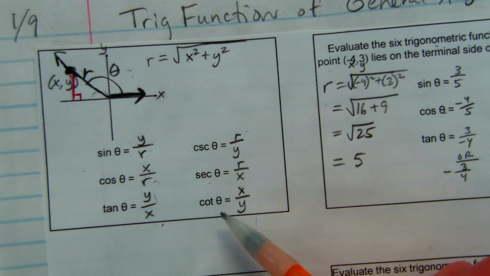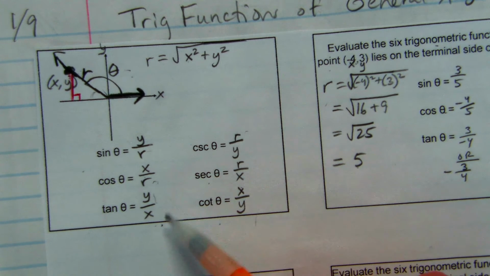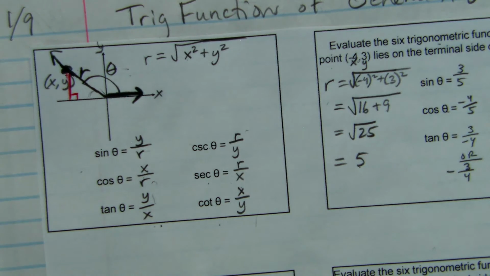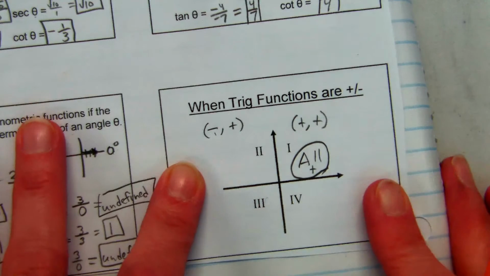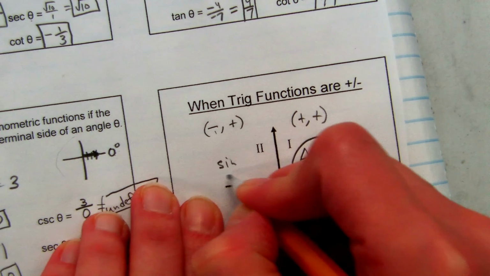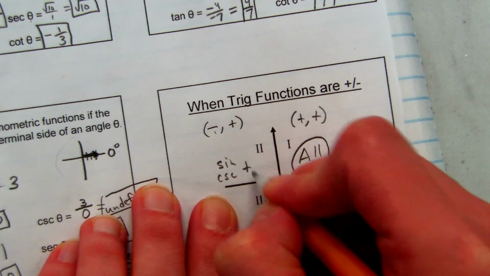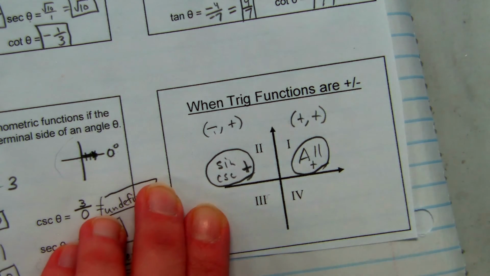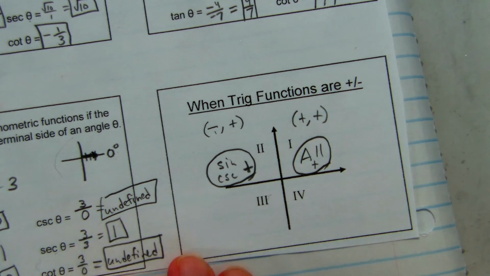Tangent, secant, cotangent. Those all have x in them, so they're all going to have a negative. Sine and cosine will still be positive. Everything else is negative. The easiest way to remember this is to look at which ones are going to come out positive, because there's not as many. So sine and cosecant are positive. Everything else is negative. And don't worry, I have a mnemonic device for this.